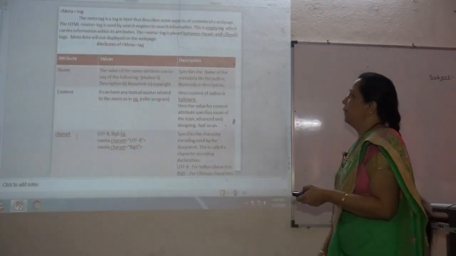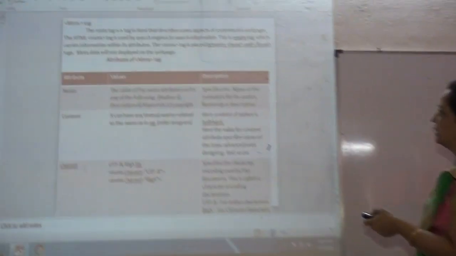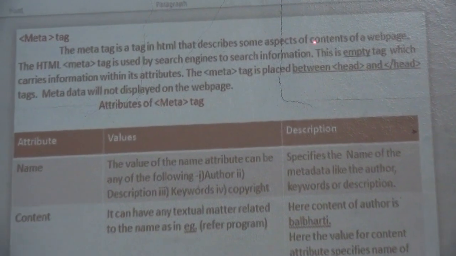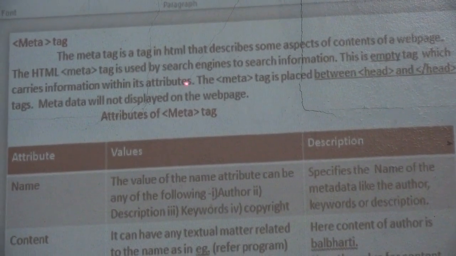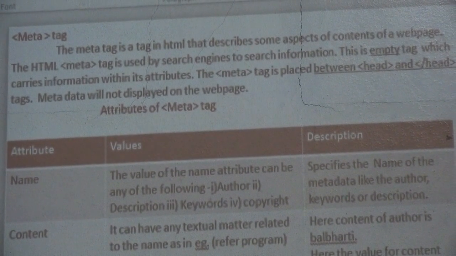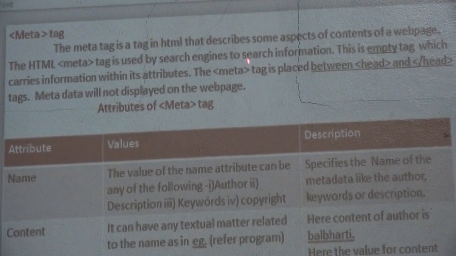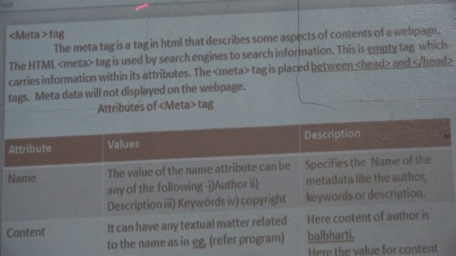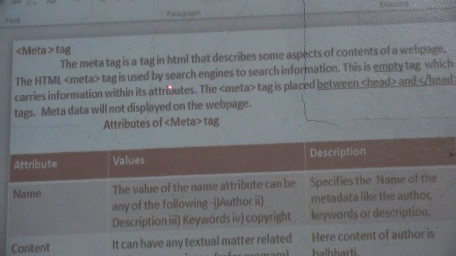The next point is the meta tag. The meta tag is a tag in HTML that describes some aspects of the contents of a web page. The HTML meta tag is used by search engines, such as Google and AltaVista, which we use to search information. This is an empty tag. What is the meaning of empty tag? It means we do not have an end tag for this, and it carries information within its attributes.